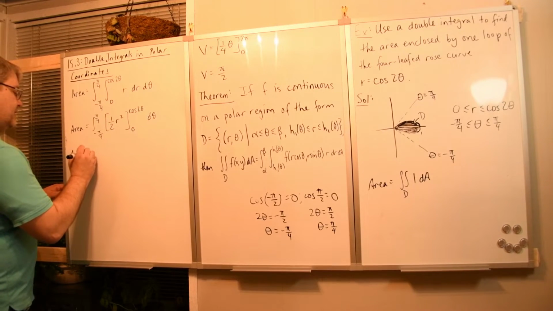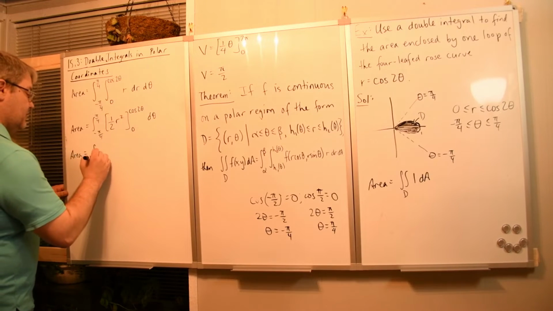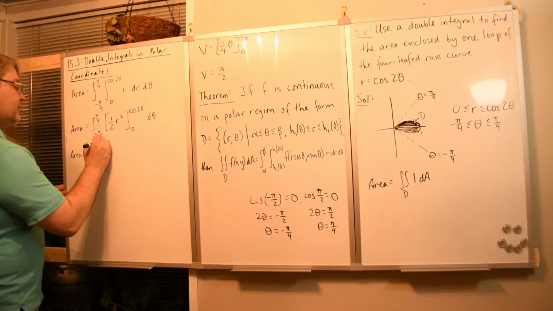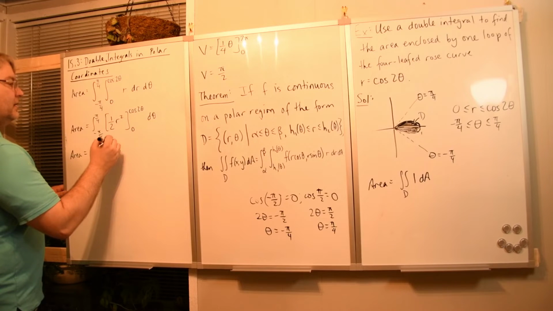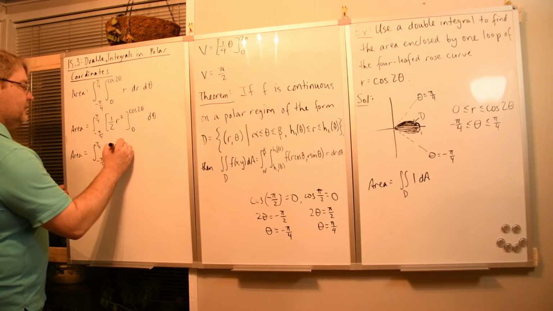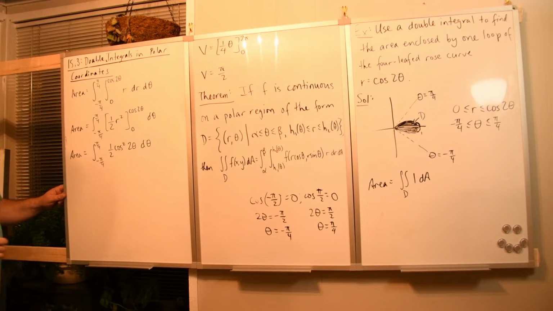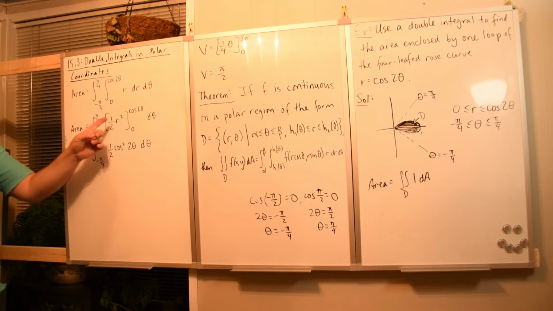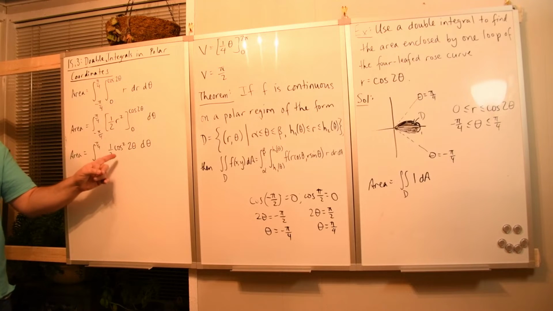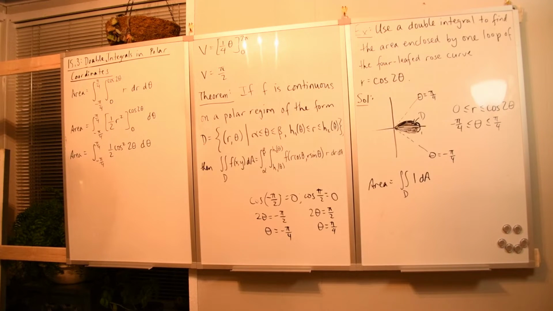So we've got the area is going to be the integral negative pi over 4 to positive pi over 4 of 1/2 cosine squared 2 theta d theta. So cosine 2 theta gets plugged in for r. That's the same thing as cosine squared 2 theta.